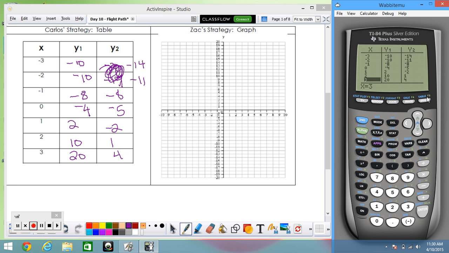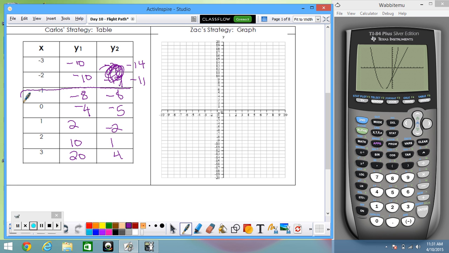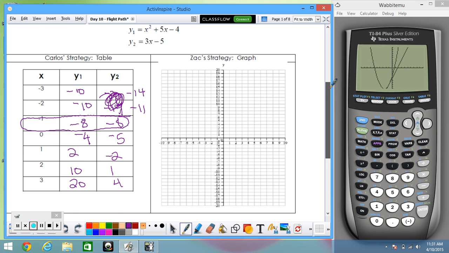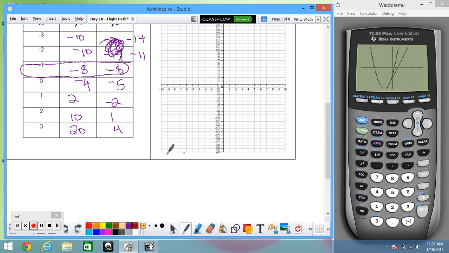Alright, so let's look at the graph. We can see, this is a weird window, zoom 6. So we can see, here's the parabola, and here comes the line. And you can see it kind of skims along the parabola right here, and that occurs at -1. So if you were to graph this, and I'm not going to plot the points, although you can, we know the solution is going to be x equals -1.